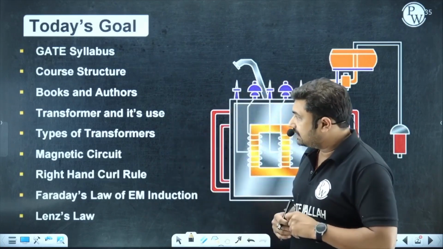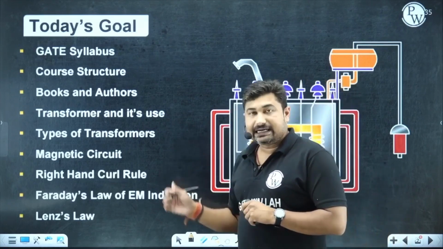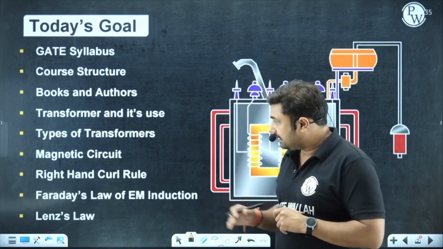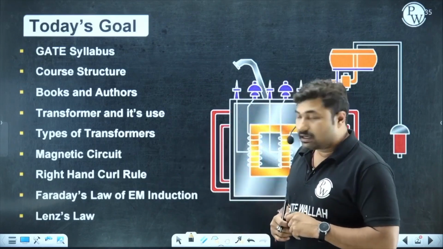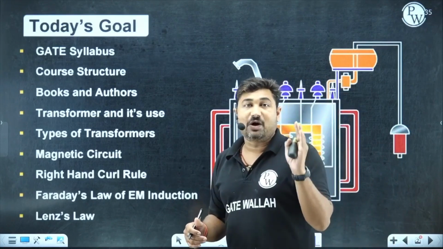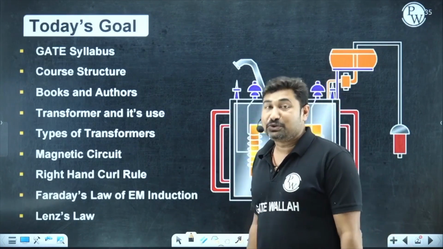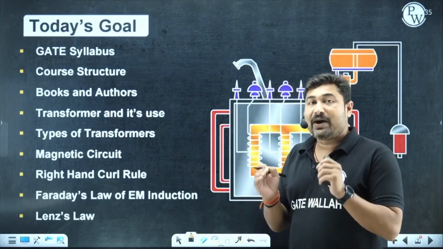Today I am going to discuss types of transformer, and some basic magnetic circuit that you already know about. And then the right hand curl rule, most important. The entire electrical machine is based on the right hand curl rule. This rule is going to be used in every part of the machine.